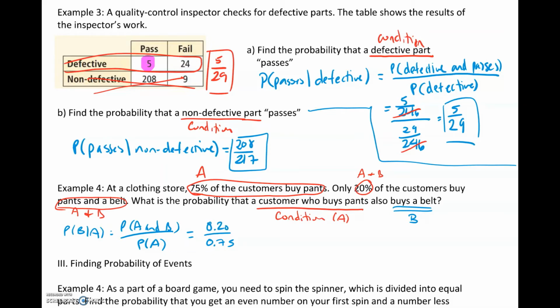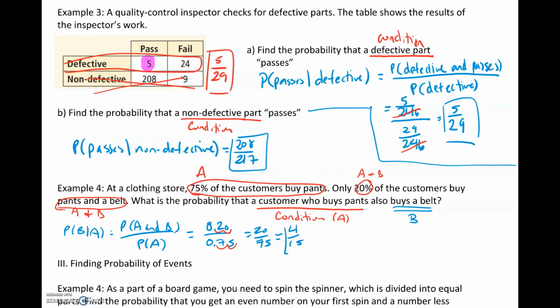There it is. And all we have to do is simplify this. An easy way to do this if you don't have a calculator is to just move your decimal places. We can move the decimal place 1, 2 to the right, 1, 2 to the right, so that all of our numbers are whole numbers. So 20 over 75. Then divide by 5 to get the reduced fraction, which is 4 over 15.